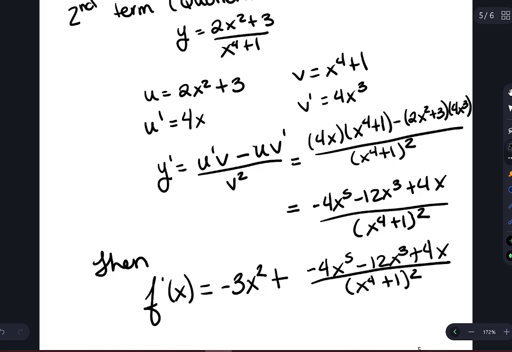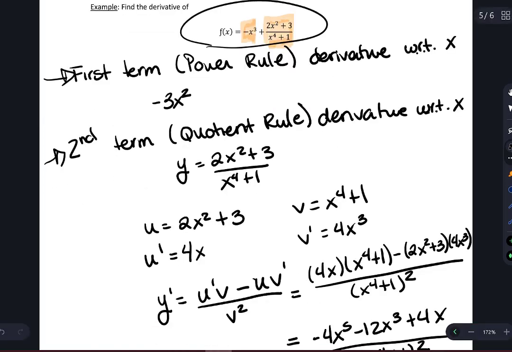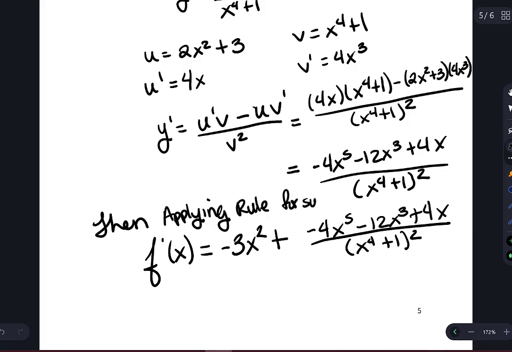One thing that's really important is, if you're going to break your derivative up into steps, using verbiage like this is really important because it lets your reader know, hey, I'm going to break this into two terms. I found the first term's derivative first, then the second term's derivative, and then we can say combining, or probably even better than saying combining, then applying the rule for sums of functions.